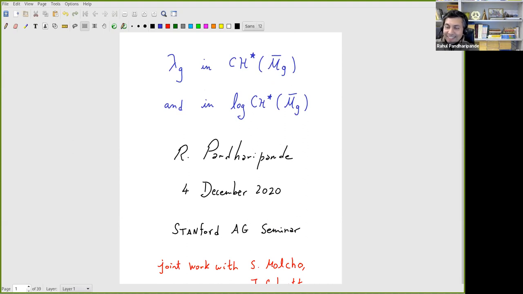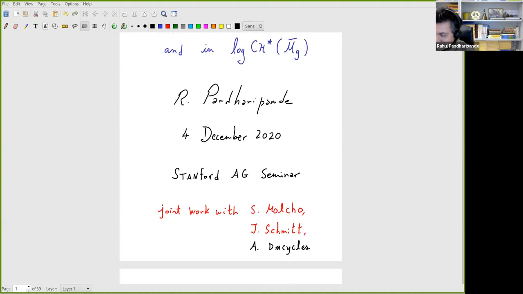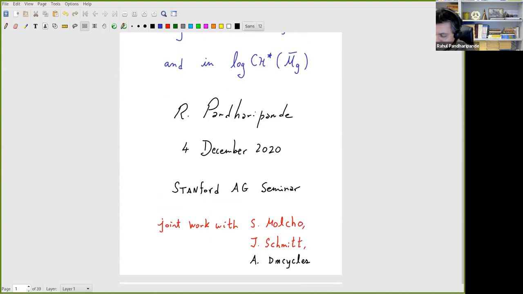And I should say, maybe from the beginning, if I had to pick my favorite class on any space, it'd be lambda g on the moduli space of curves. The calculations and directions we explored here have to do with some new directions in thinking about it, and that's these log directions. So I will try to explain a little bit about that. The work here is with Sam Molcho and Johanna Schmitt, and also this fellow here, ADM Cycles.